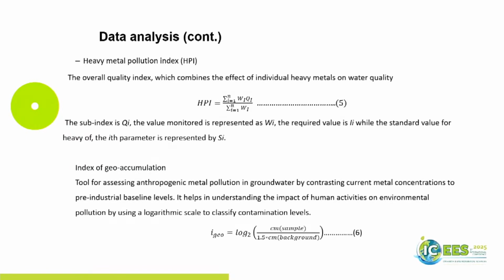We also use the geo-accumulation index to determine the water quality in the area. The geo-accumulation index determines the water quality with regard to the anthropogenic sources, to verify where they are coming from. We use this formula: the geo-accumulation index is equal to log base 2 of Cn of the sample divided by 1.5 times the background value.